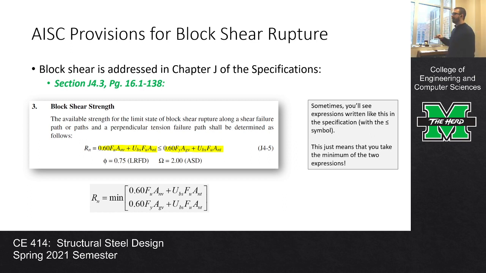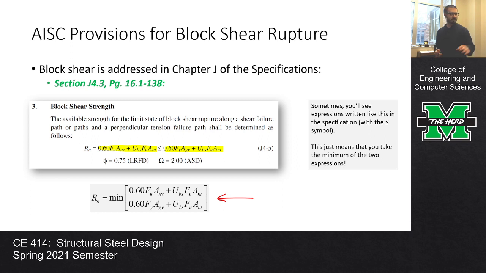It's really not. So first off, sometimes you're going to see expressions in the spec written like this, where it's expression 1 less than or equal to expression 2. And that's just a fancy way of saying the minimum of those two. If it was greater than or equal, which you really don't see very often, it'd be the maximum of those two. So this is just saying that the nominal capacity of a block in block shear would be the minimum of expression 1 or expression 2. And I've written it a little easier to digest, like that.